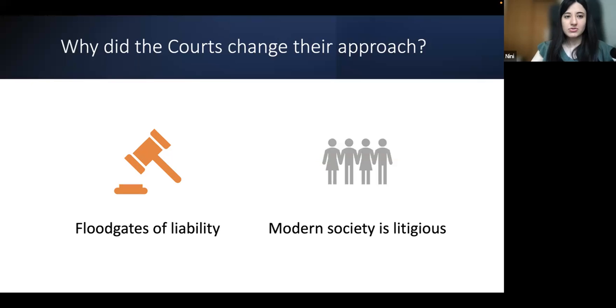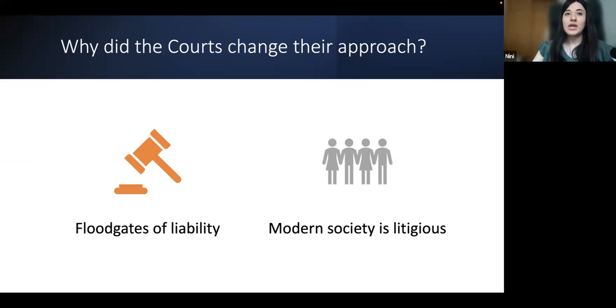And finally, I just wanted to give you a couple of thoughts about why the courts changed their approach from earlier cases to Darnley, why Darnley was decided in a different manner in the Court of Appeal. I believe that firstly, it's about floodgates of liability. If duty of care was automatically assumed like it was before, in the modern society that has become very litigious, it would result in floodgates of liability. More and more people would be bringing actions against hospitals if the duty of care was automatically assumed.